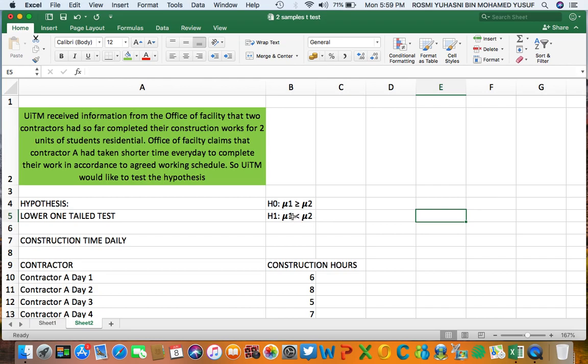And this is consistent with the statement here saying that contractor A takes shorter time to complete their construction work. So H0 is mu1 is bigger than or equal to mu2. Since the alternate hypothesis is smaller than, it's going to be a lower one-tail test.